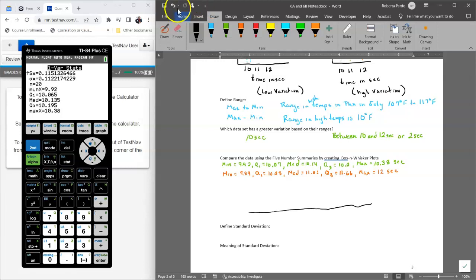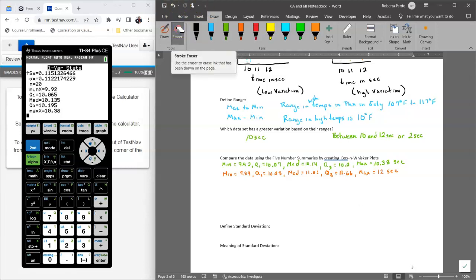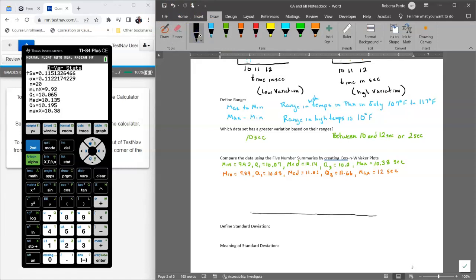Here's our number line. That's a very crooked number line. Let's try this again. Again, we need to label our number line. So this is time in seconds. And we need to go from 9.89 to 12. So I'm going to start with maybe 9.5. And I can count by maybe 0.2s. So 9.7, and so on and so forth.